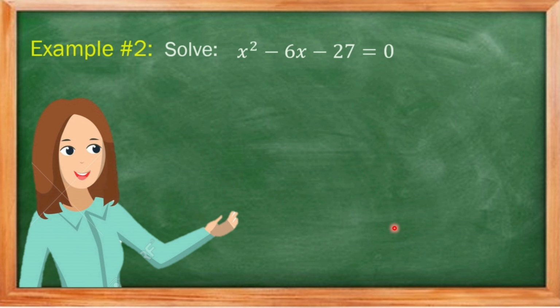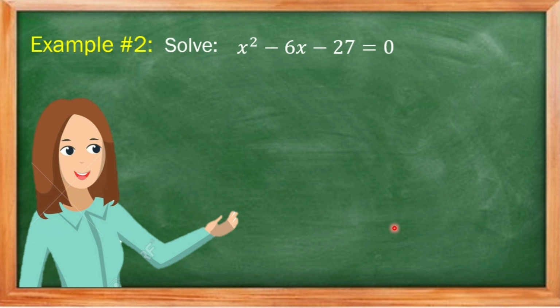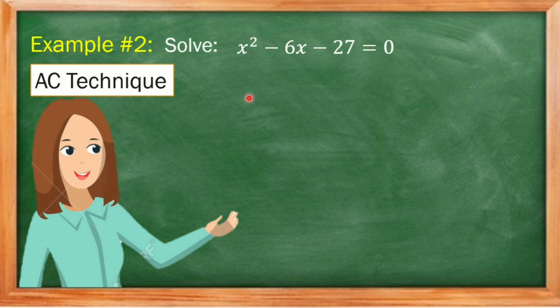Let's proceed to example number 2. So, we have here x squared minus 6x minus 27 is equals 0. Okay, so ngayon, gamitin natin yung AC technique na tinatawag. Okay, so papaano natin gagawin yun? Sa una, gawa tayo ng ganito, dalawang open and close parentheses, then equal to 0. Then, kukopyahin lang natin yung x and x maliban dito sa exponent.